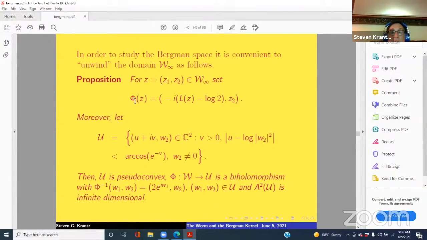So we define φ(z) to be -i times L(z), which is a function I defined a couple of screens ago, adjusted by log 2, comma z_2. U as before is this. U is pseudoconvex. φ from W to U is a biholomorphism. And A^2(U), it turns out, is infinite dimensional.